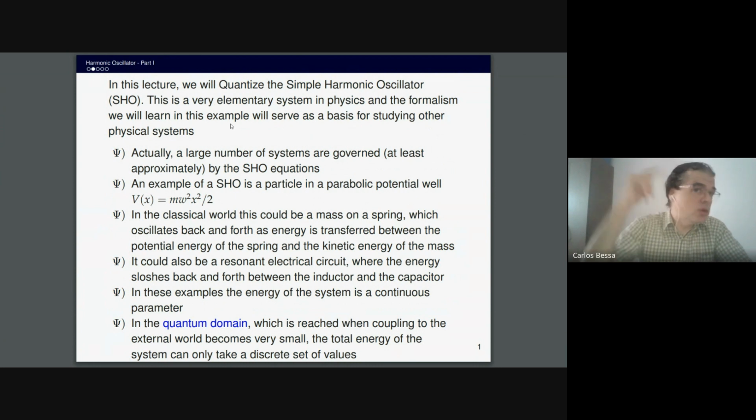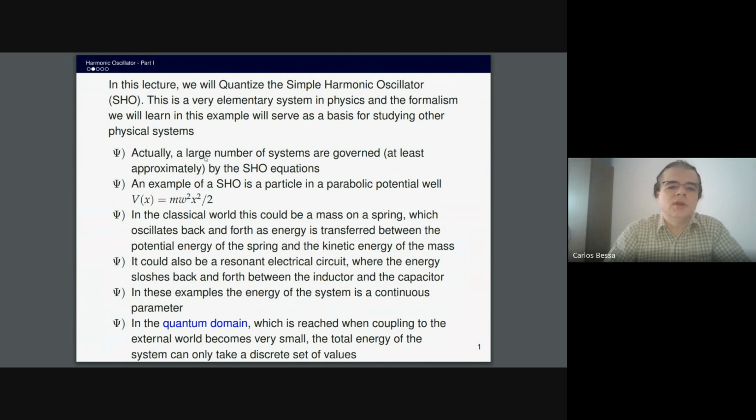And it will even be very important when we study other parts of the course, like ion traps and other models. This is a very elementary system in physics, and the formalism we learn in this example will serve as a basis for studying other physical systems. So let's give some introduction.